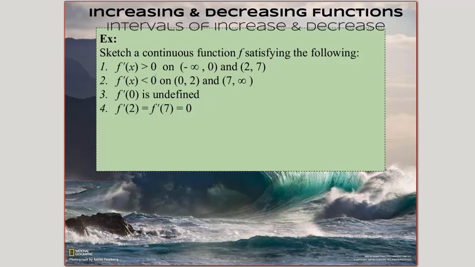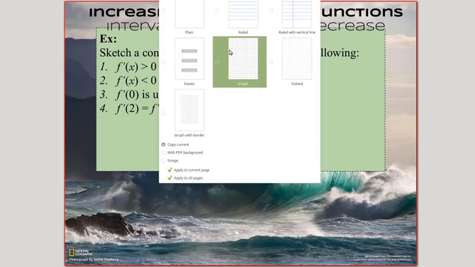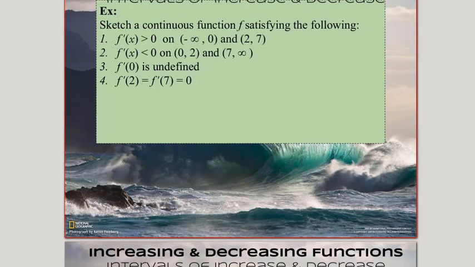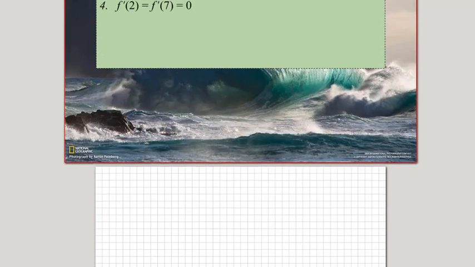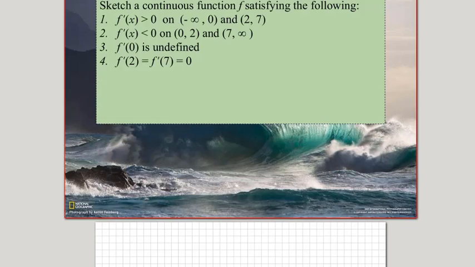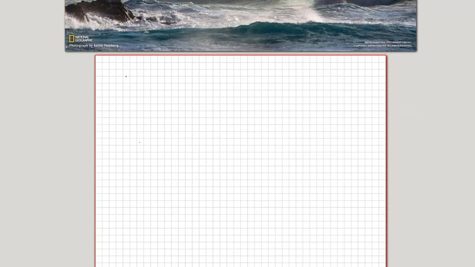Now if I had to sketch a continuous function satisfying these, well, let me pull up some paper here. So, give ourselves some graph paper, and let me get those details. So we want the derivative to be greater than 0. That means increasing from negative infinity to 0.